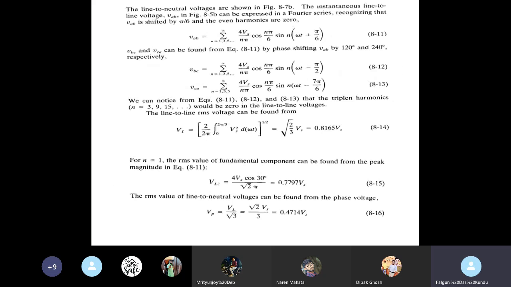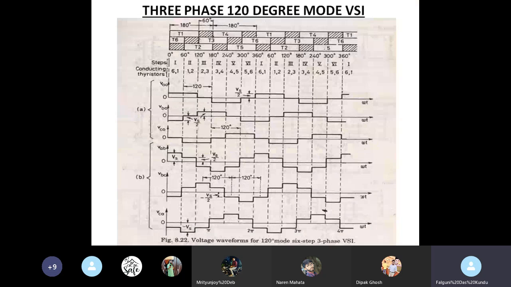Okay, so we see that for the positive half, VAO is nothing but Vs by 2. Then during 120 to 180, there is no conduction. That means this is off, that means 0. And after 180 degrees, there is a reverse direction current flow or voltage across the thyristor T4, that is minus Vs by 2. That's why this is in the reverse direction. Similarly, it is continuing.